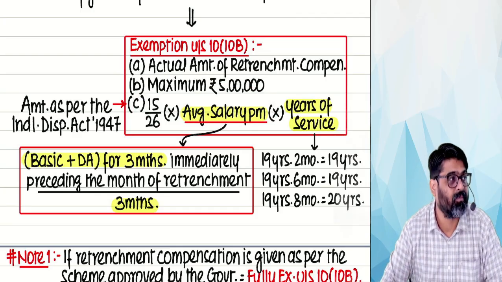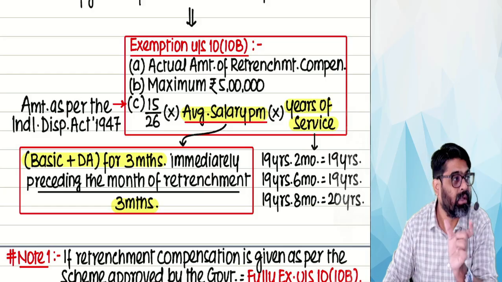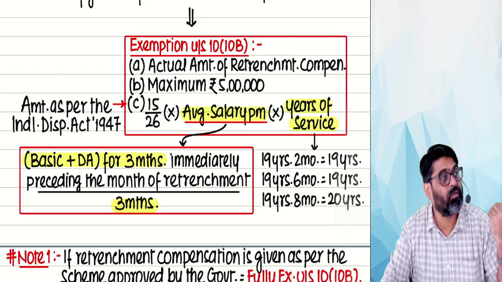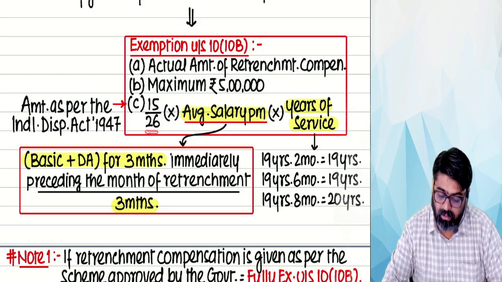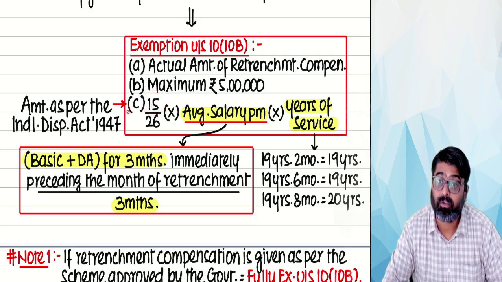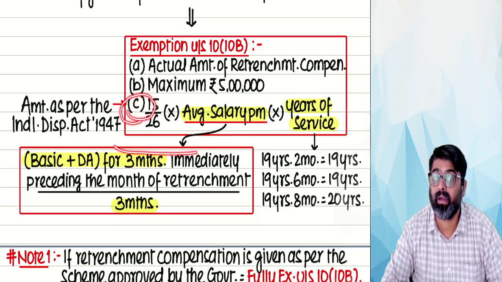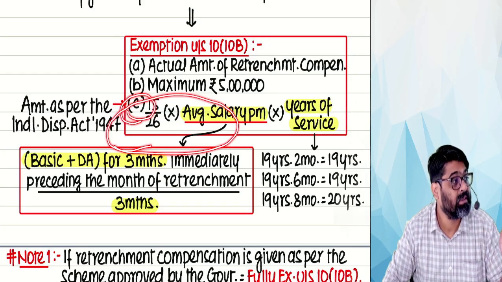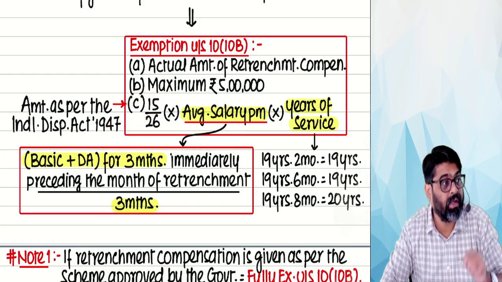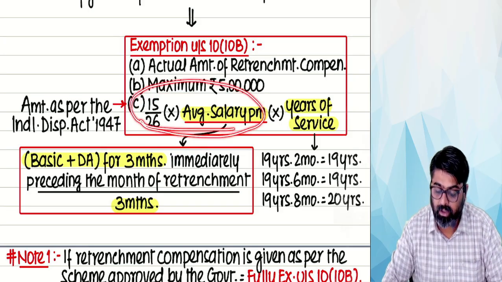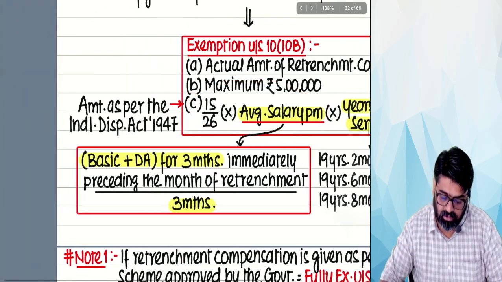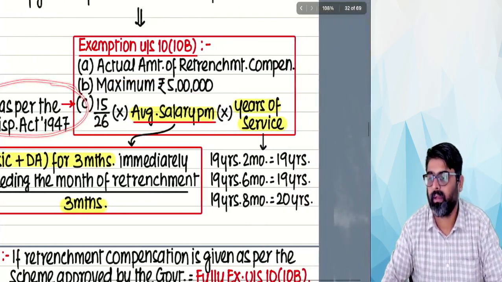That average salary is not for 30 days. That is for 26, excluding 4 days. So if you divide it by 26, you get per day salary. Multiplied by 15. They are saying that 15 days salary based on the average salary of the last 3 months. You have to calculate 15 days salary. And that 15 days salary should be given for every year of service as retrenchment compensation. This is the requirement of the Industrial Disputes Act.